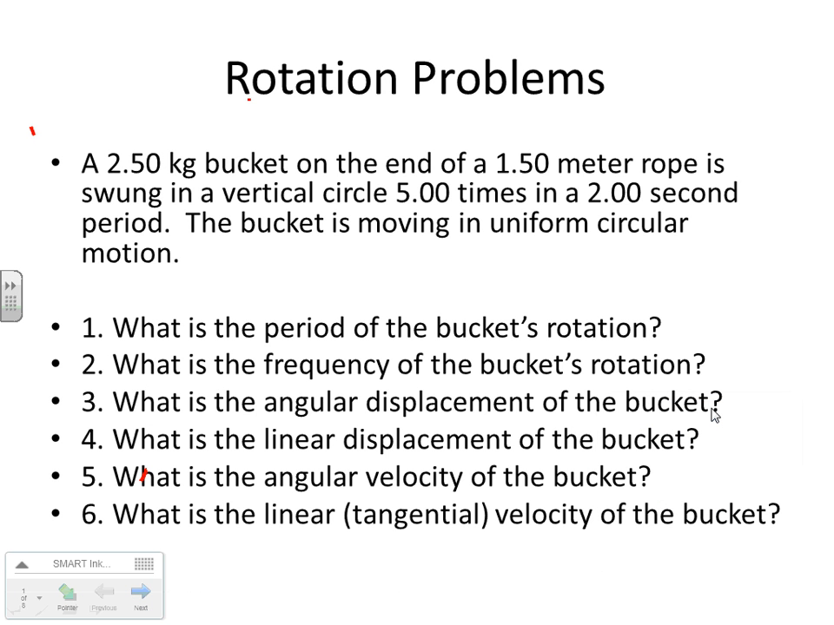Okay guys, so here's our first rotation problem, or set of problems. We've got a bucket. We're rotating the bucket on a 1.5 meter rope in a vertical circle. It's turning 5 times in 2 seconds. It's moving in a uniform circular motion, which means its speed's not changing. It's accelerating because it's spinning, it's changing direction, but its actual rotational speed isn't changing.